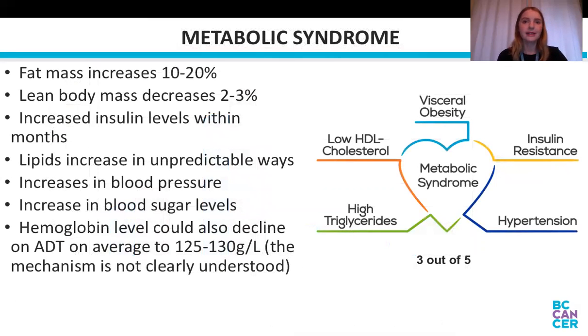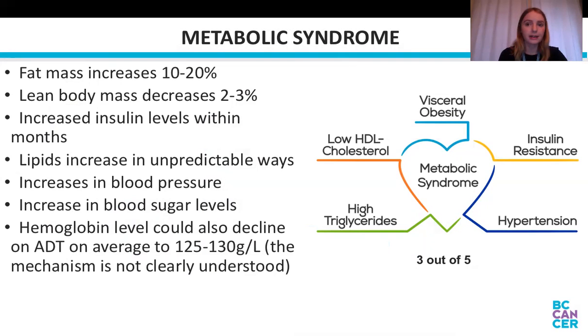Metabolic syndrome is a condition where you have 3 of the 5 listed conditions on the right-hand side. And the risk for developing metabolic syndrome while on hormone treatment is 55%. So looking at those 5 conditions: visceral obesity, that's fat stored around the abdomen; insulin resistance, also referred to as being pre-diabetic. Your insulin levels may increase up to 18%. So you may develop diabetes after starting hormone treatment, or diabetics may notice their sugars increasing.